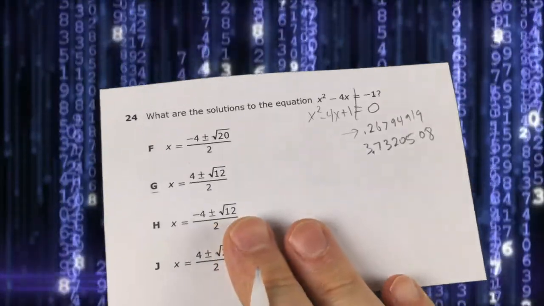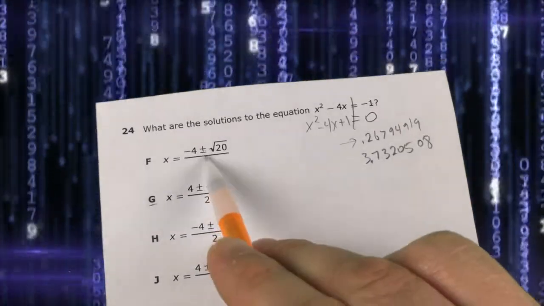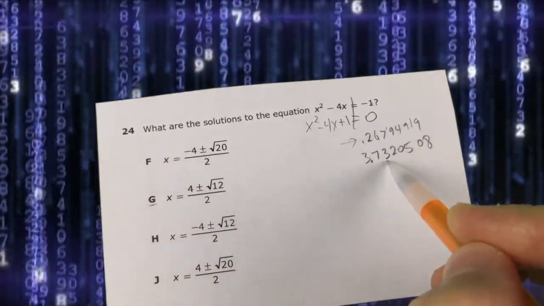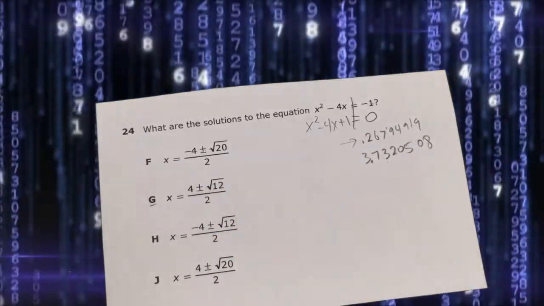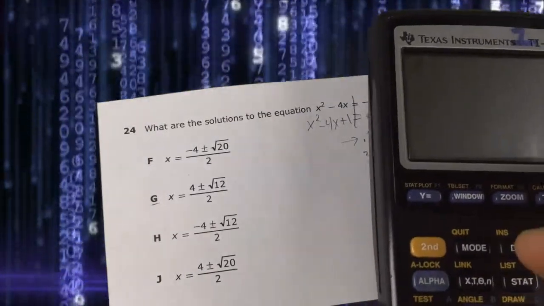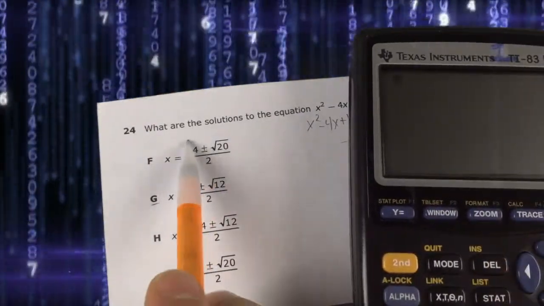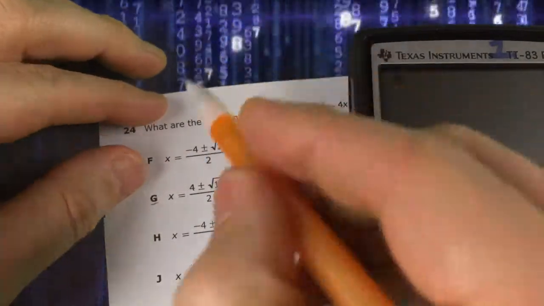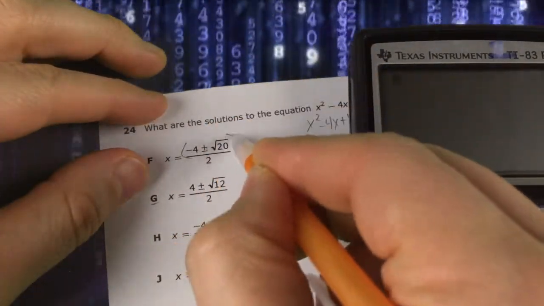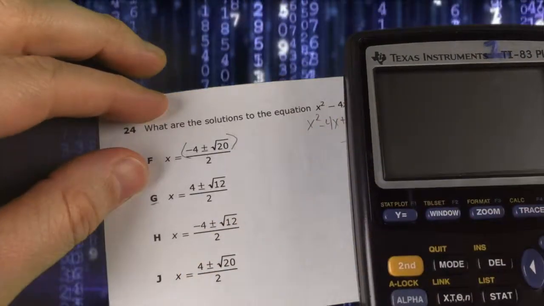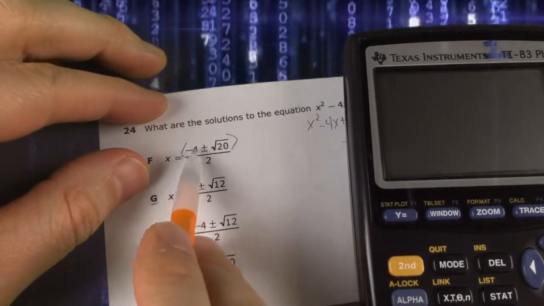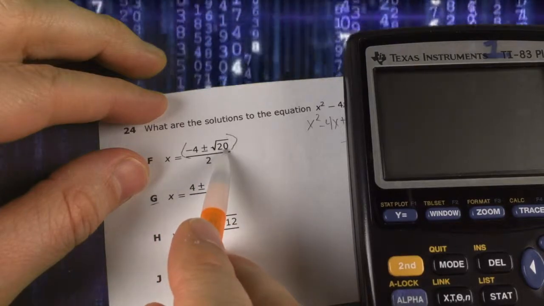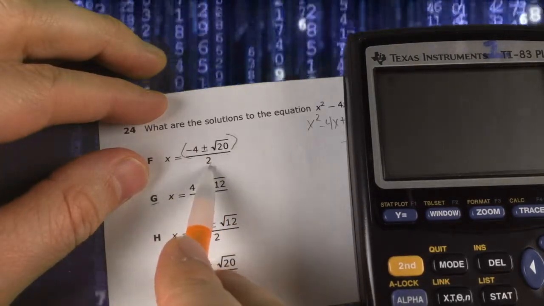So now, one of these answers, when we do the math with it, is going to give us these exact numbers. Okay, let me demonstrate here. I'm just going to type this in just like it is, but here's what I'm going to do. I'm going to put all the top in parentheses, like so. And I'm going to do one of these at a time. I'm going to do -4 plus square root of 20, then divide by 2.